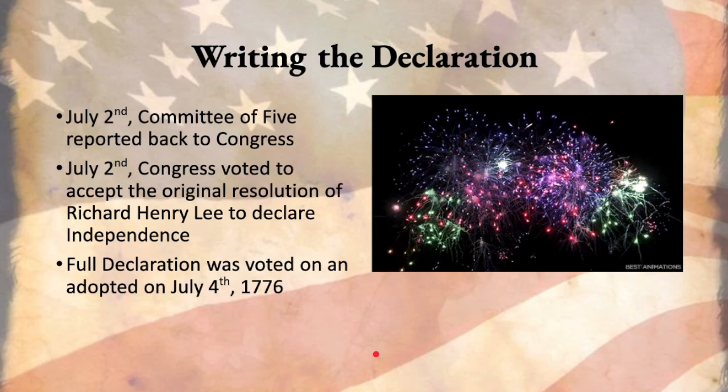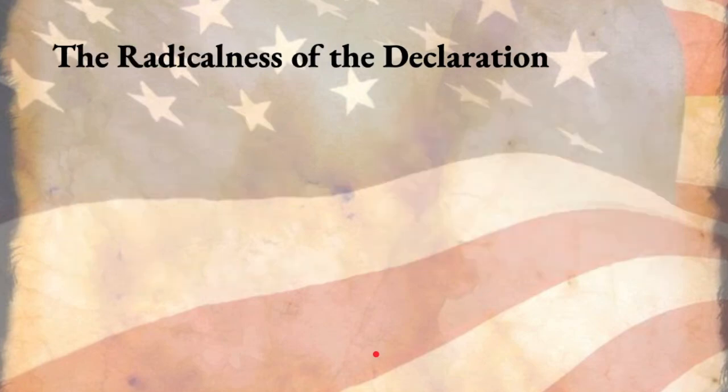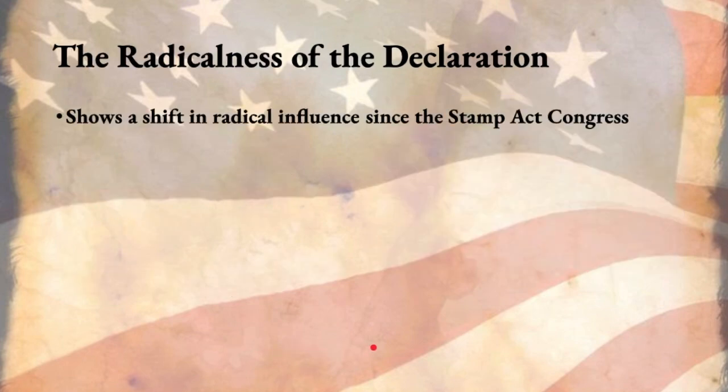But on the 4th of July, they vote and they adopt the Declaration of Independence as fully written by Thomas Jefferson, after they debate and cross off some things, and we have our breakaway from England. What's important of this, let's think about some stuff about the Declaration of Independence and why the document stands out. It shows a shift in the radical influence since the Stamp Act Congress.